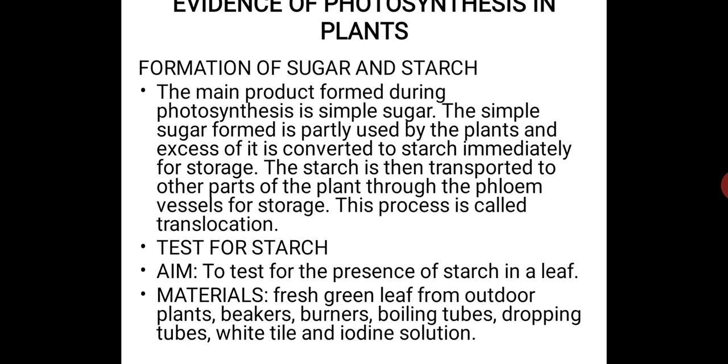Test for starch. As we all know before now, you must follow the due process, that is following the aim, the materials, observation, and conclusion. What is the aim of this experiment? The aim of the experiment is to test the presence of starch in a leaf. What are the materials needed? We need fresh green leaf from outdoor plants, beakers, burners, boiling tubes, dropping tubes, white tile, and iodine solution.